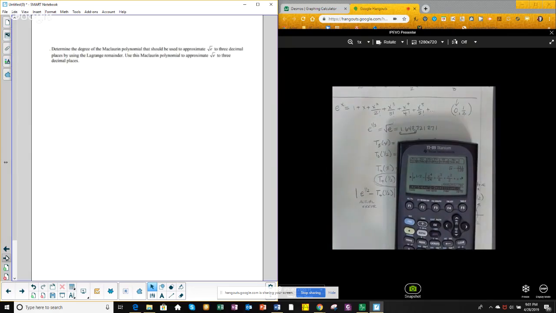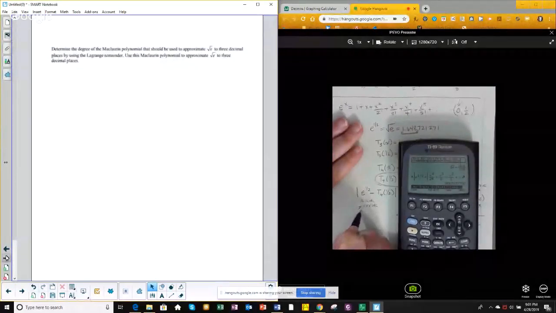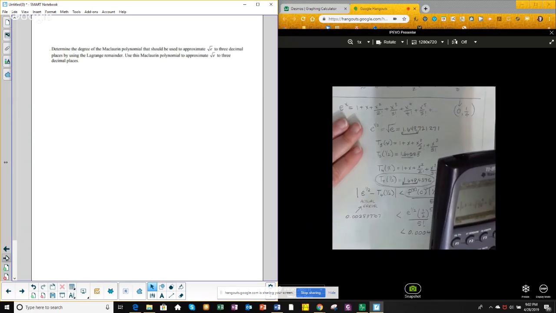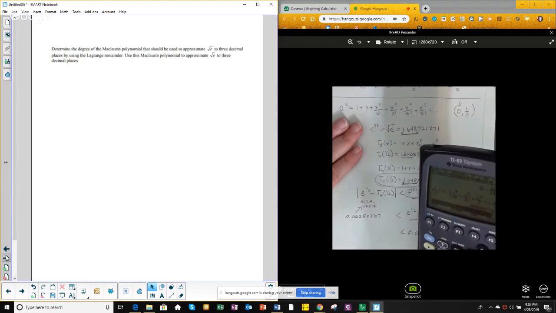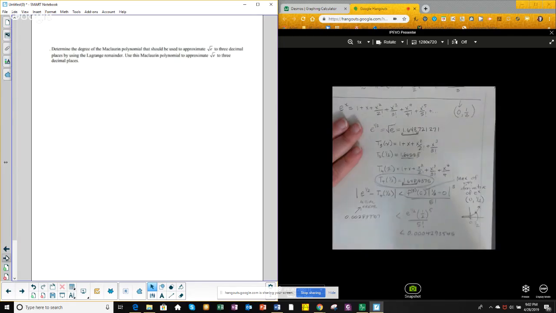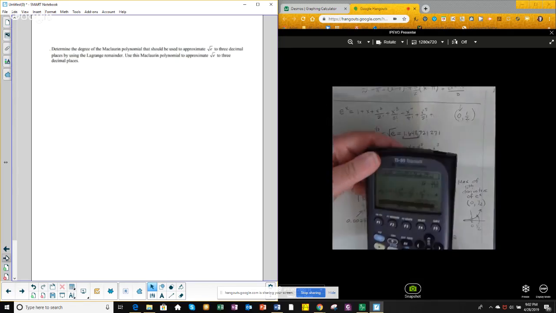So that's the actual error. So what does the actual error say? Its actual error is 0.002837707. Wow. I'm not sure I like that answer. I used e to the 1/2 here. Let's see if I did my calculation right.